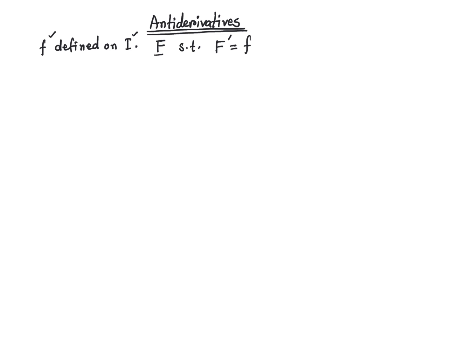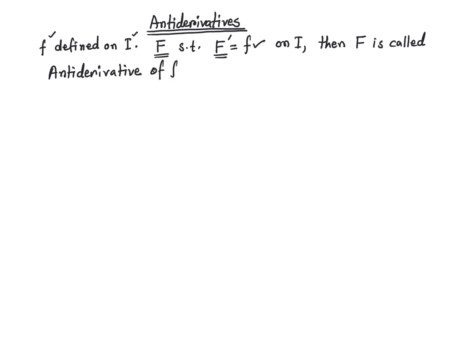If we can find another function which we call uppercase F such that the derivative of the uppercase F is equal to the lowercase f on that interval I, then the new function that we found, uppercase F, is called an antiderivative of lowercase f. Now, this is very simple, okay, not anything complicated.